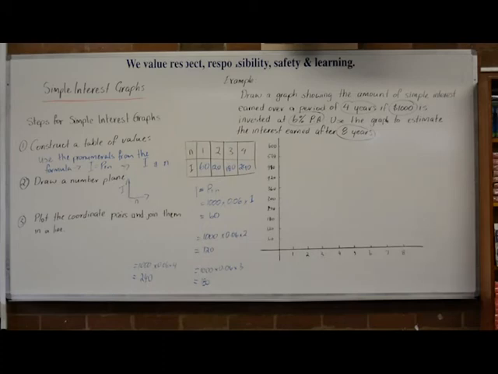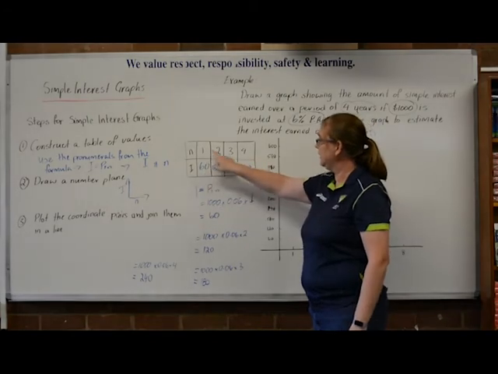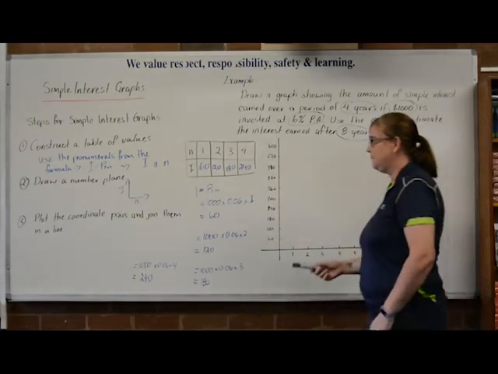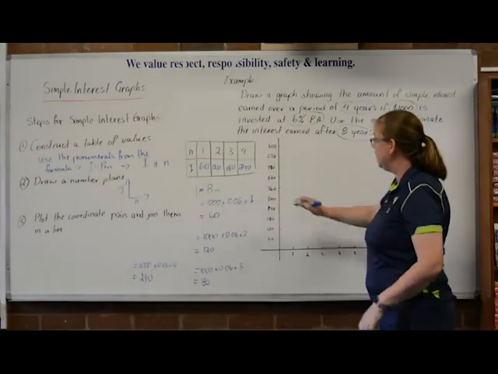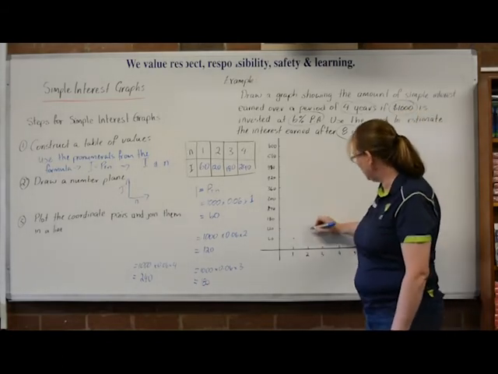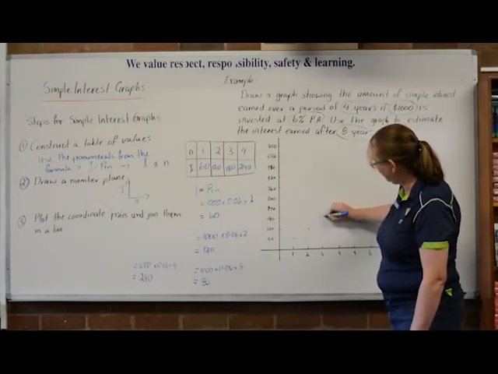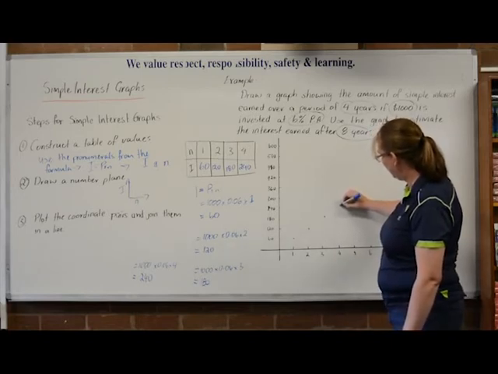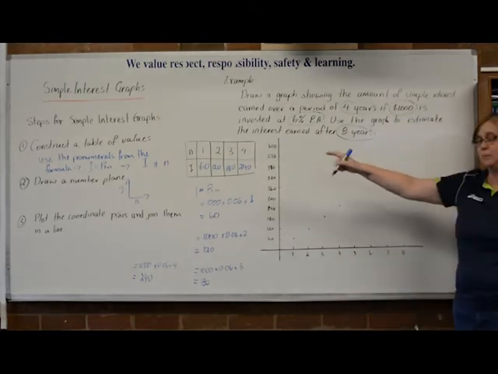So now we have coordinate pairs. We've got 1 and 60, 2 and 120, 3 and 180, 4 and 240. We can match them up. So 1 and 60, that's going to be about there. I have 2 and 120, somewhere around there-ish. 3 and 180, hopefully if you've done it with a ruler, yours is going to look a little bit neater than mine. And then 4 and 240. Now that's as many dots as we've got, because that's how far we went up with our table of values. So that's all the dots we need.